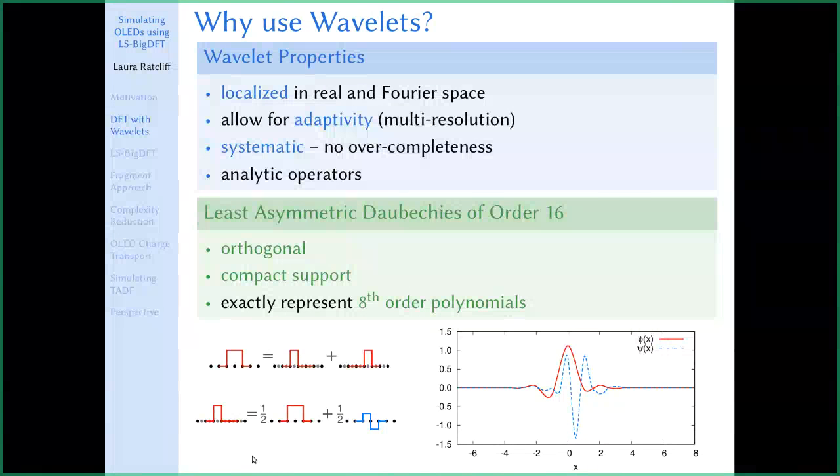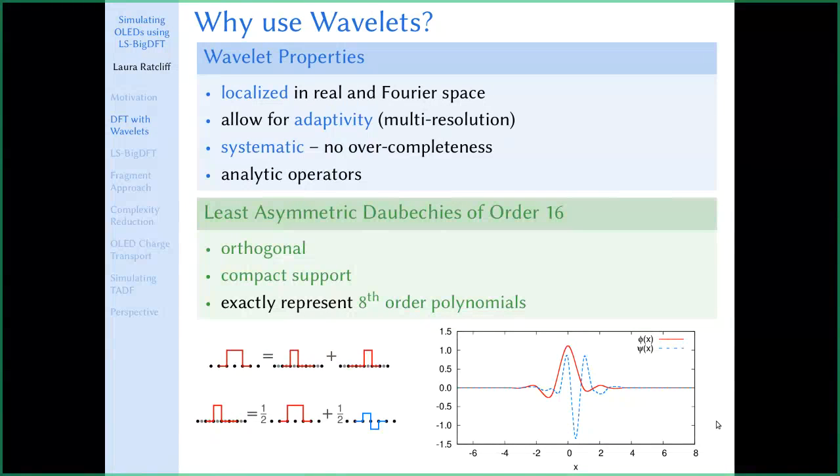And by combining these wavelets and scaling functions, you can have different levels of resolution, which allows for a multi-resolution adaptive approach. It's also a systematic basis set, so you don't have problems of overcompleteness. You can push to the complete basis set limit, and the kinetic energy, for example, can be written as an analytic form. So the wavelets that we use in Big DFT look like this. They're called the least asymmetric Daubechies of order 16. So they're orthogonal, they're compact support, so exactly 0 outside this area, and they can exactly represent 8th order polynomials.